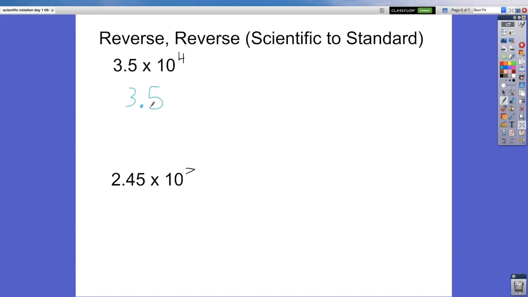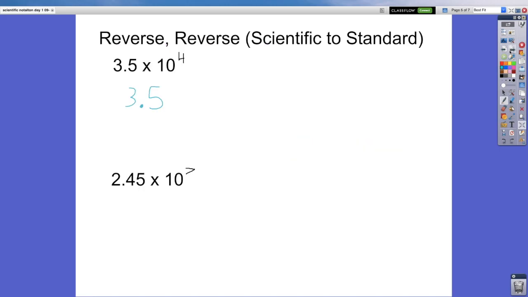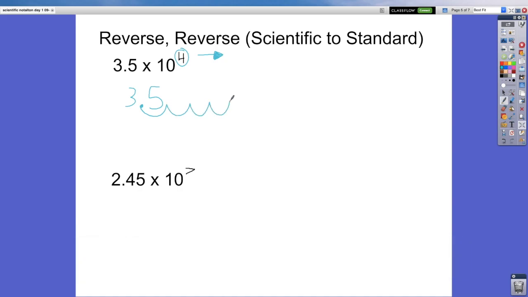Now, when we were doing it before, we counted how many decimal spots we moved it, right? And that was our exponent. So if I look at this one, my exponent is 4, which tells me that I need to move it 4 spots. Now, to make it a big number, if my exponent is positive here, we're going to go to the right, because I need to make it a big number. Watch what happens. If I move it to the right, I'm going to go 1, 2, 3, 4.